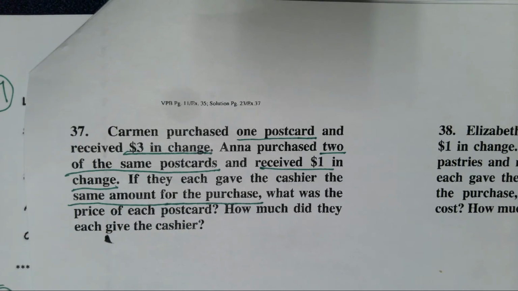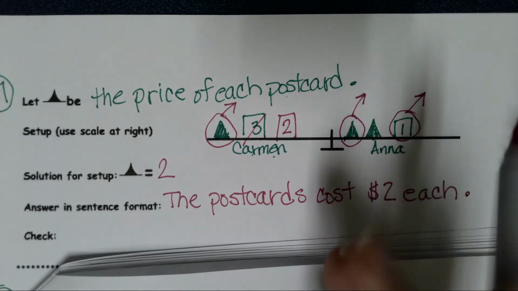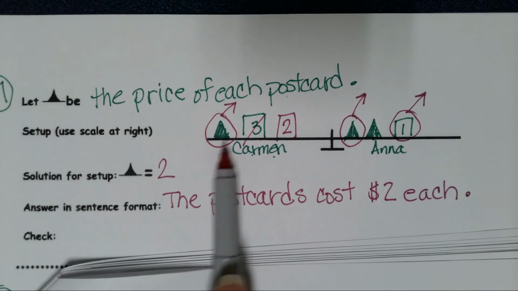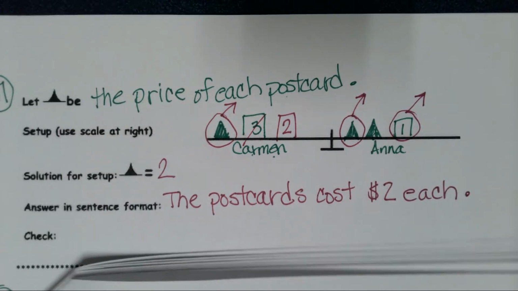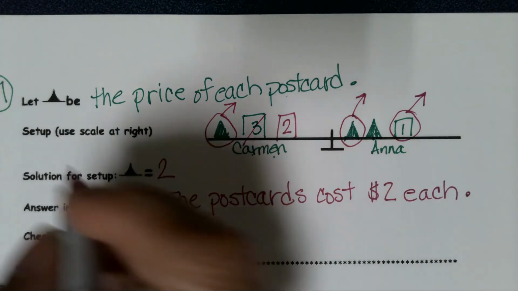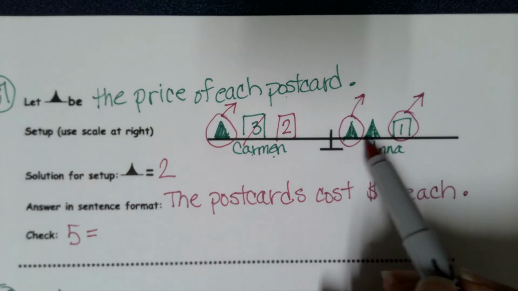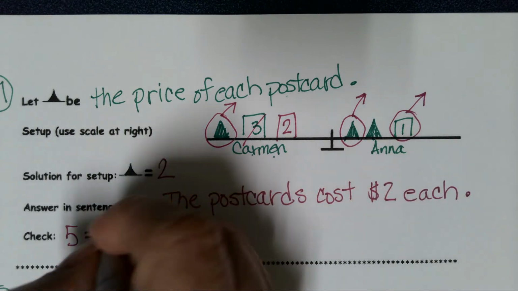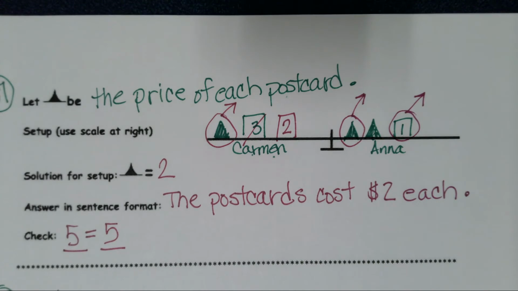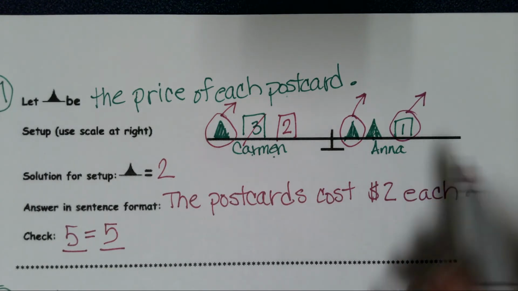That actually is going to be our check because we want to know how much total money they walked in the store with. Well, if we go back to the green, we know that pawn is 2, and then she had $3 change. So that's going to be a total of 5. And on the right-hand side, we have 2 plus 2 is 4, and 4 plus 1 is 5. So 5 equals 5, and that's our check.